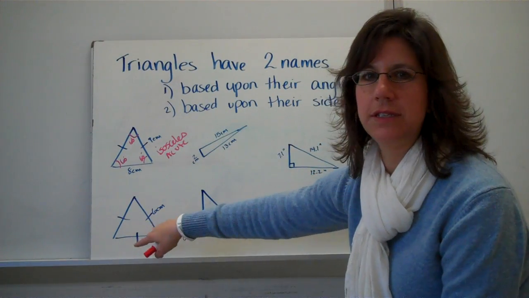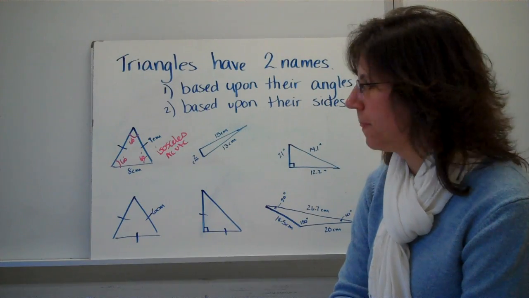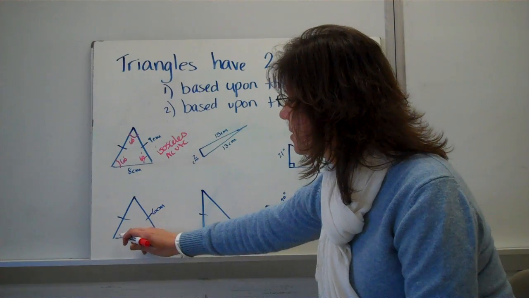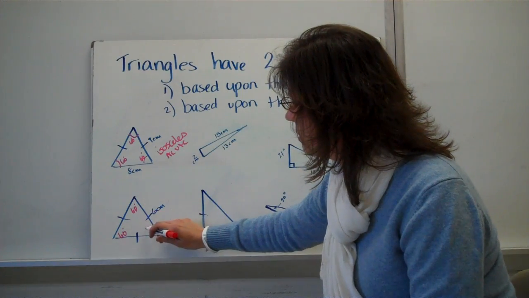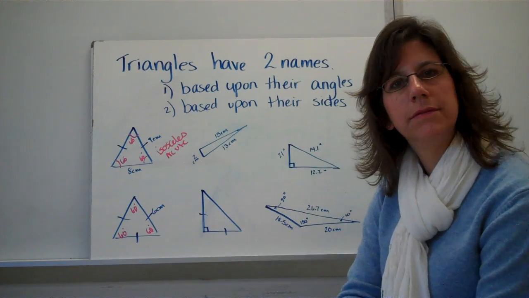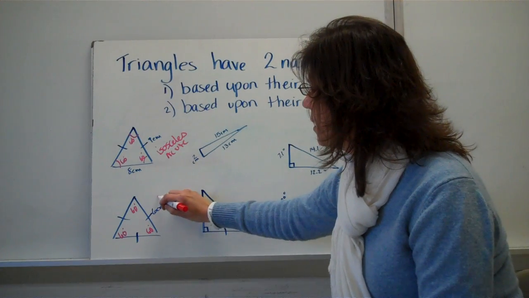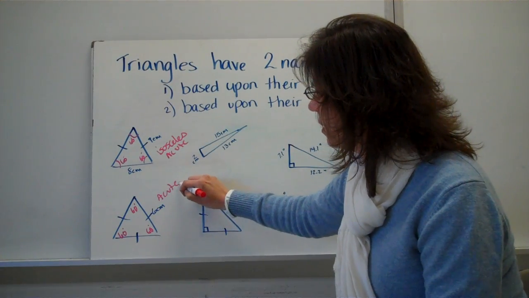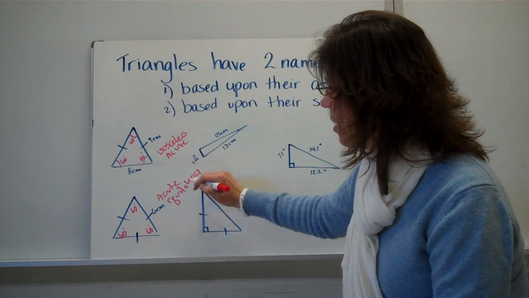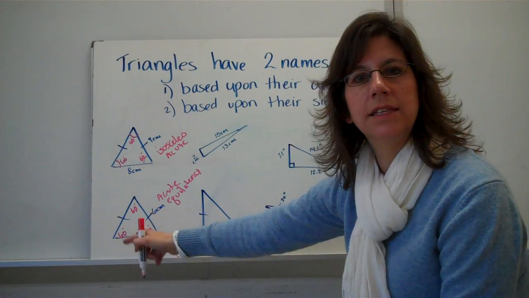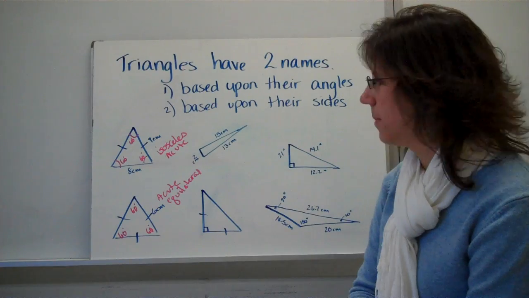Look at the side measurements and write down its name. And now also look at the angle measurements and write down its name. You should have gotten an acute equilateral triangle. All the angles are acute and the sides are all equal.